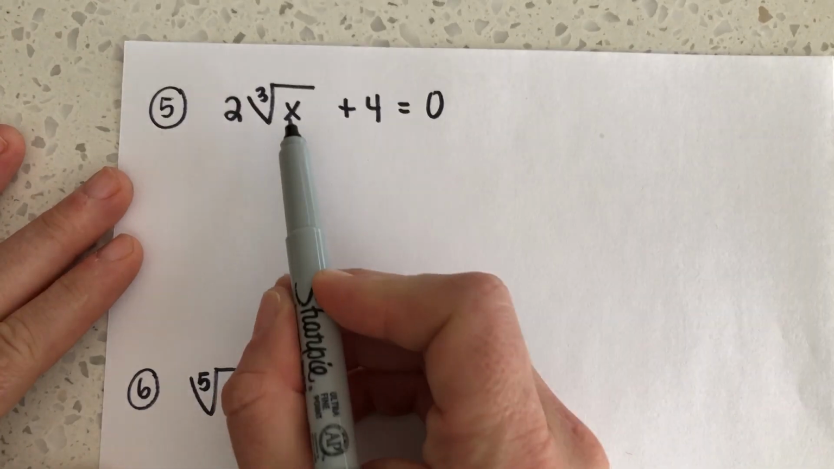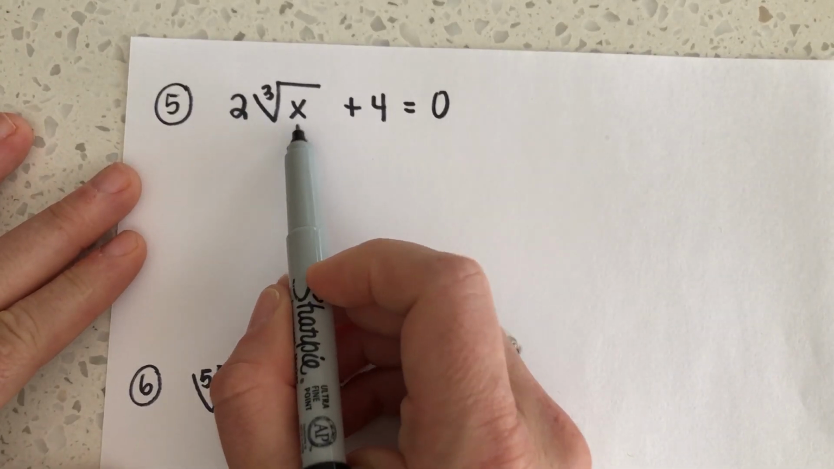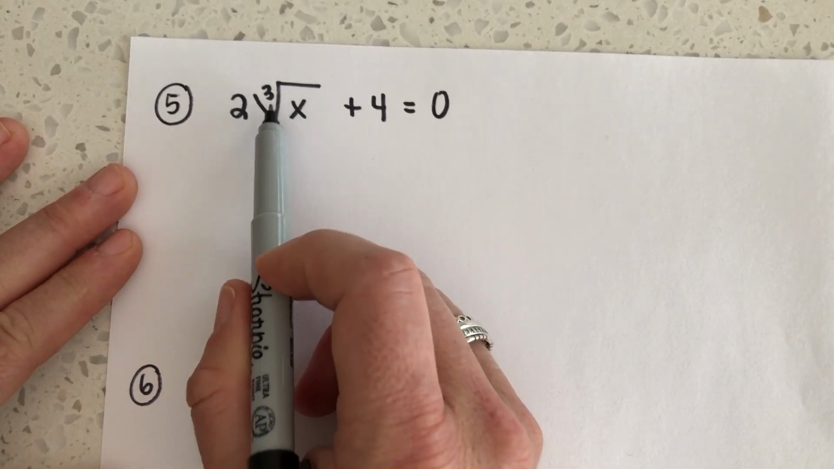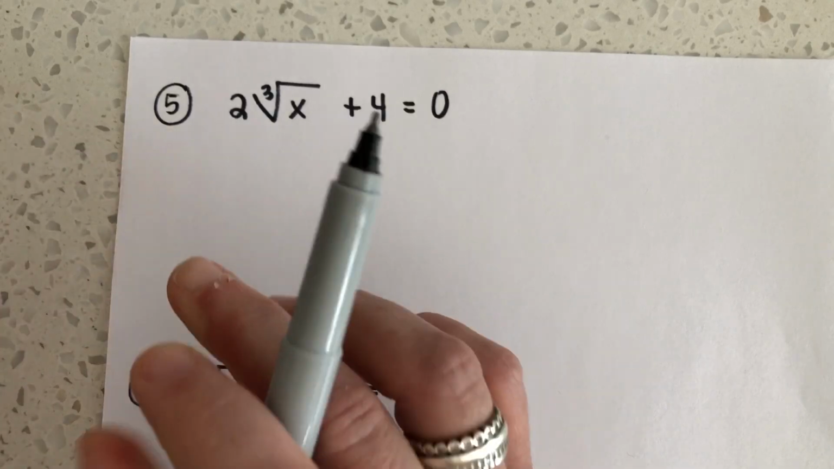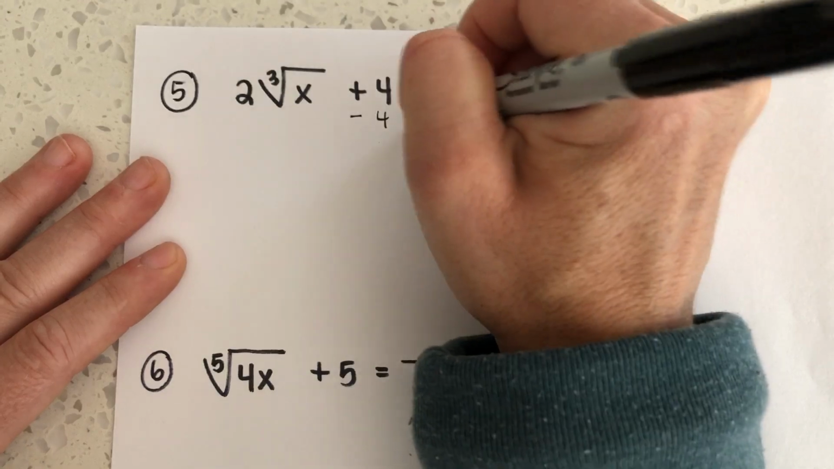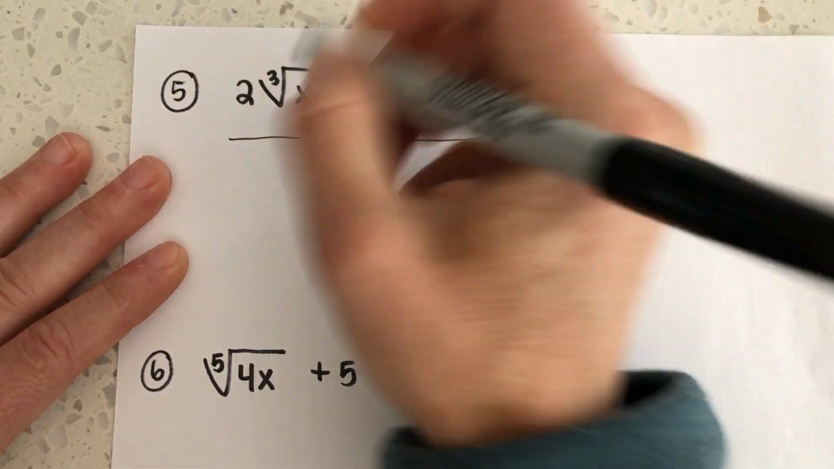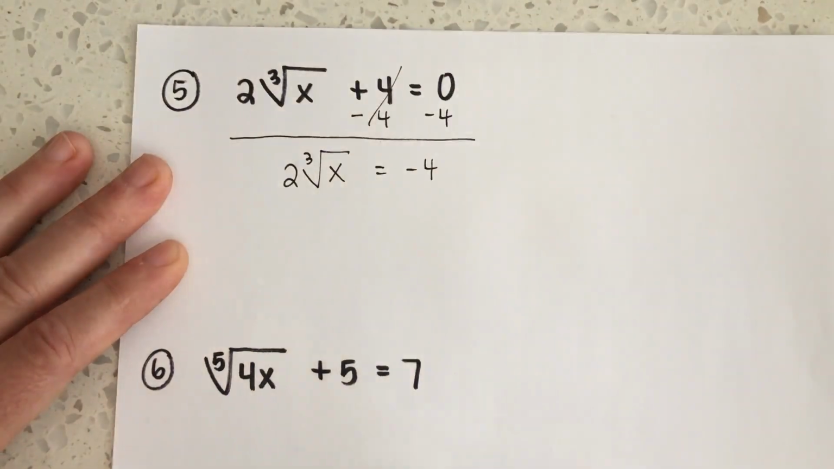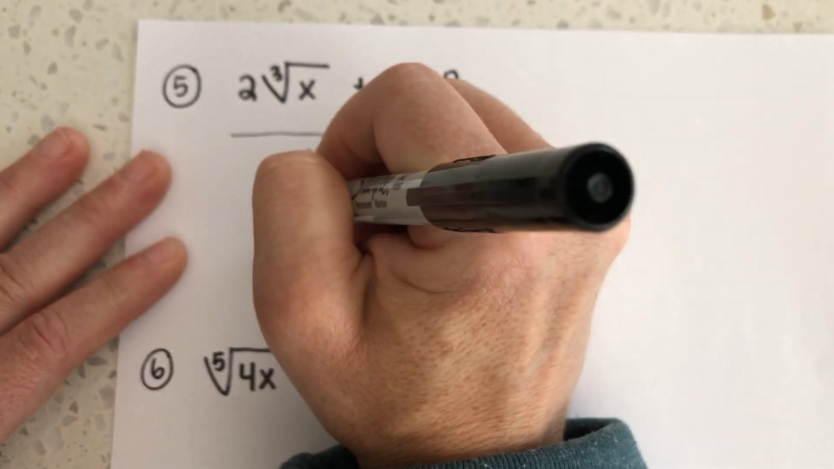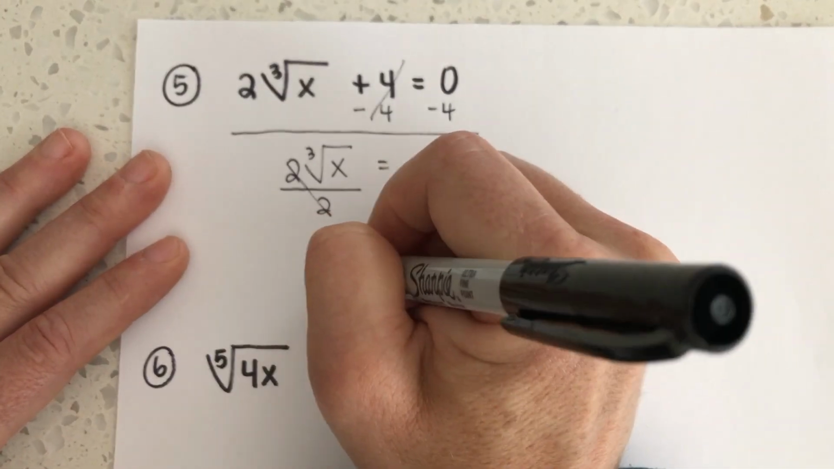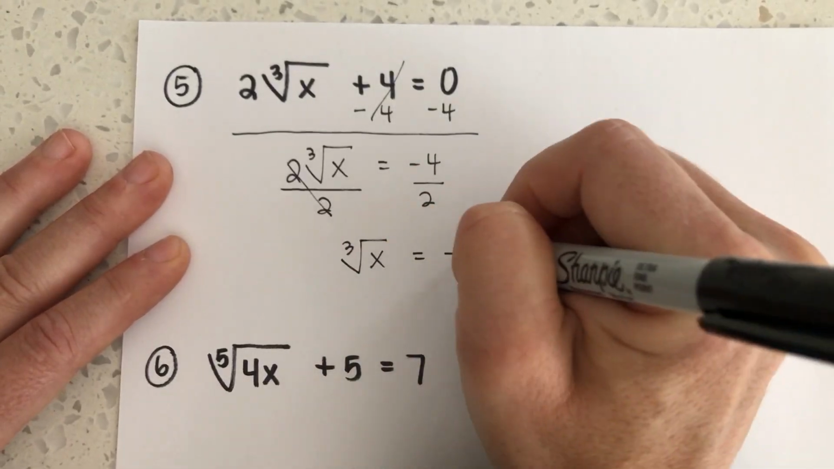All right, look at this one. Our job is to solve this equation for x, but right now this x is stuck under that third root radical. So first, get the third root of x by itself. So this 4 and this 2 that are on the outside of this radical have to go away. All right, so first we'll move the 4 away, like always. All right, and then we'll have 2 times the third root of x equals negative 4. Divide both sides by 2. And now you get the third root of x has to equal negative 2.